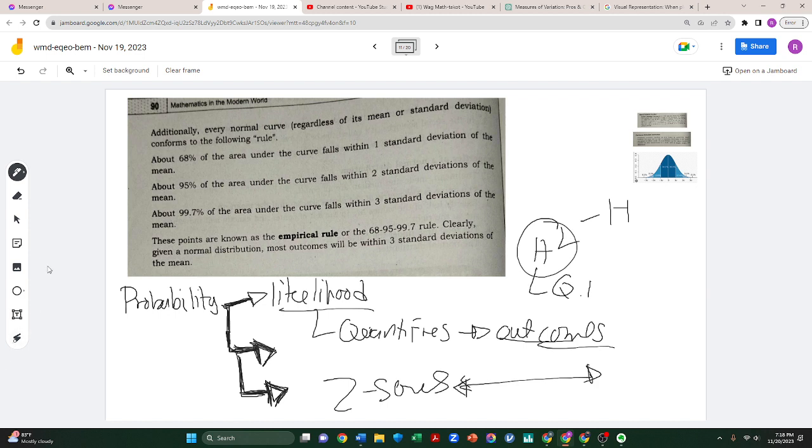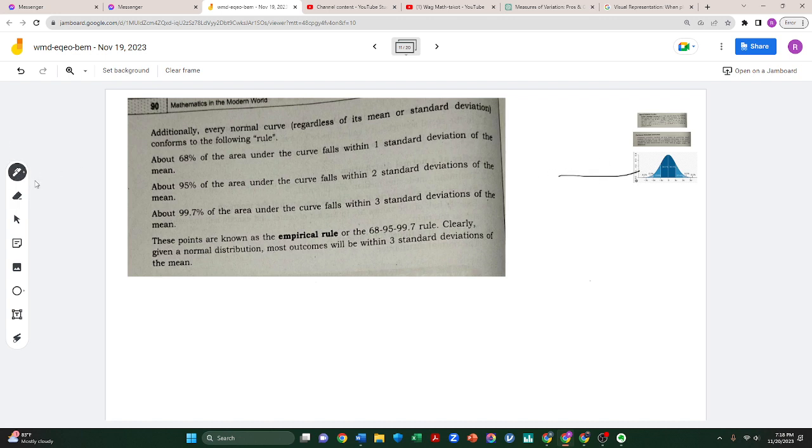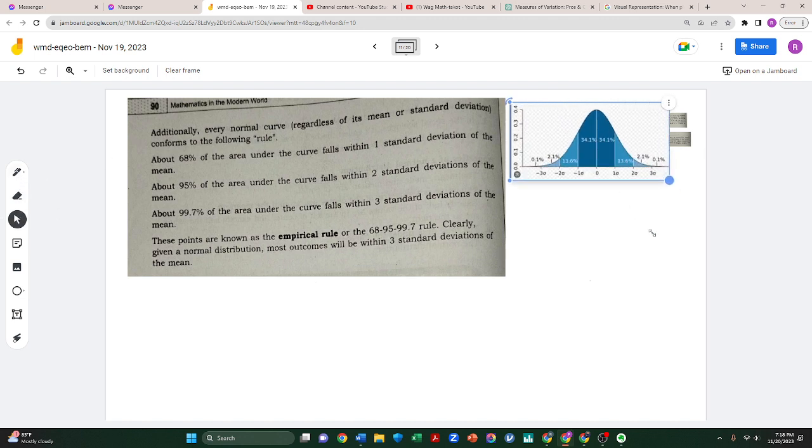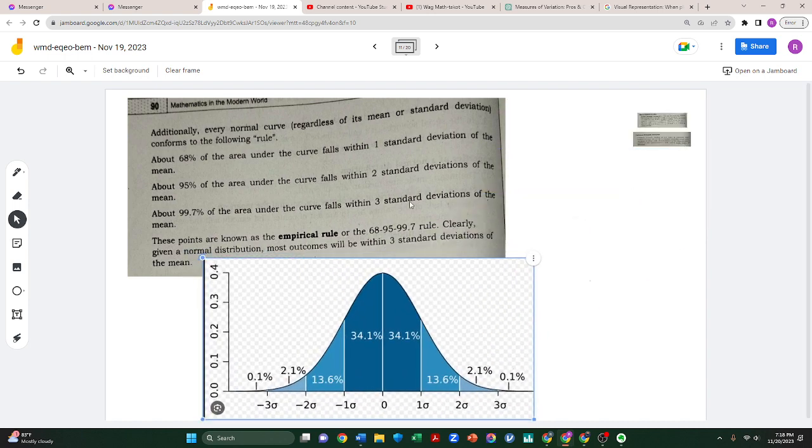Now let's discuss the meaning of the empirical rule. So here, the empirical rule. Let me erase this, the definition of the probability. Now let's go to the empirical rule. This is the most important thing. As you can see in the table, I will show you, this is the table that you will see.